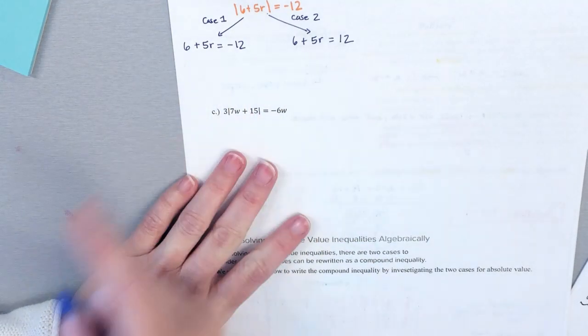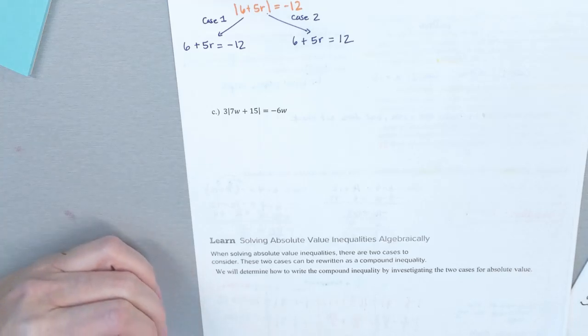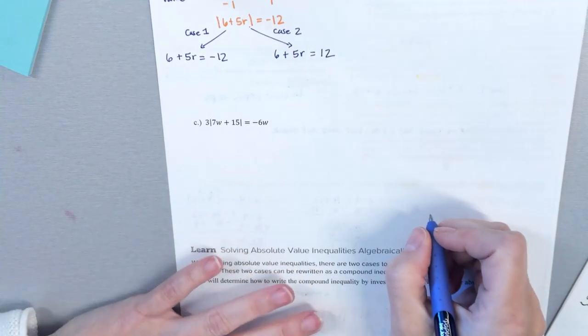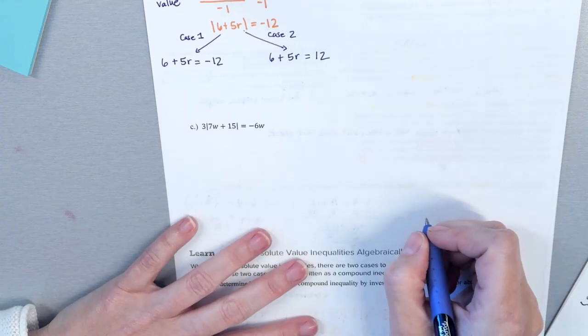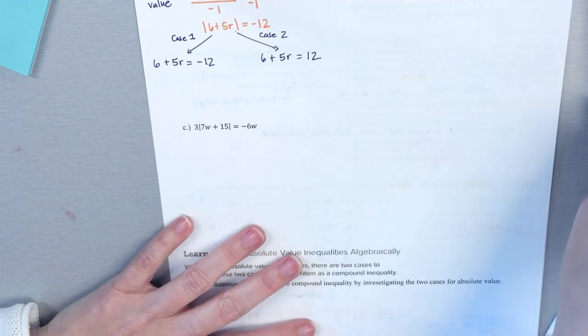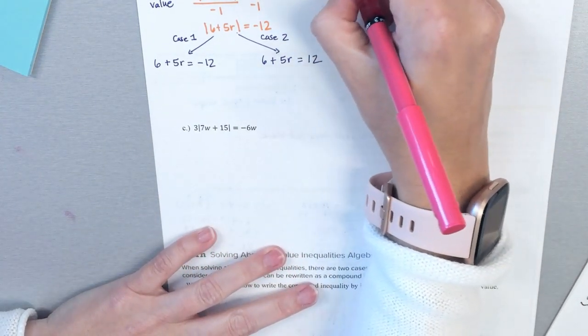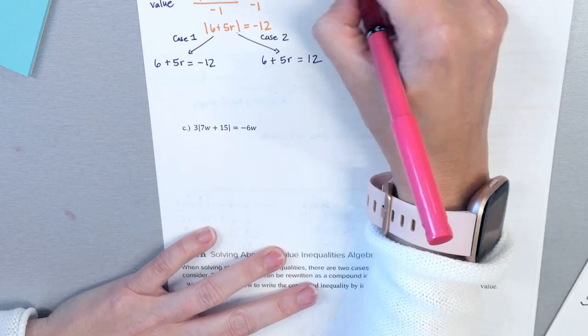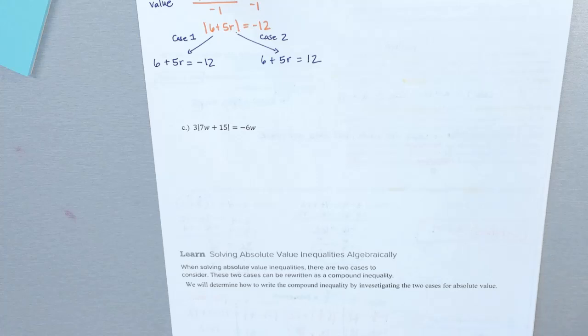I want you to solve both of those for R, and then we will do our checks. Make sure that you leave your answers as an improper fraction if it's not a whole number. And don't be scared to do this without me. You guys know how to solve.